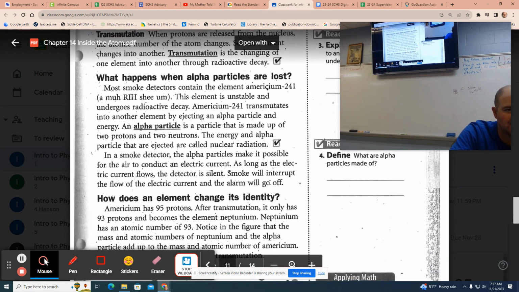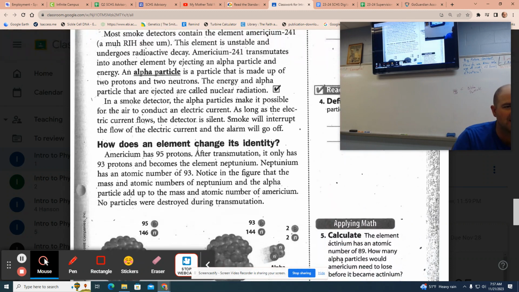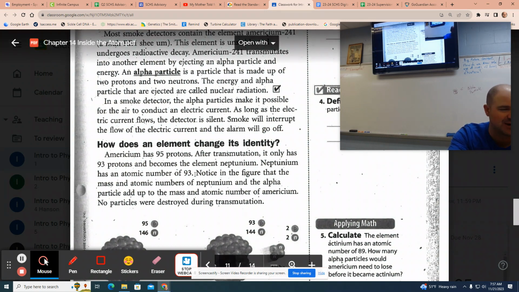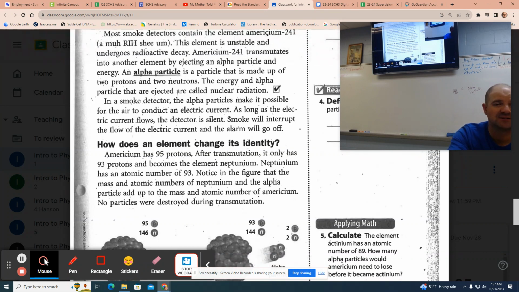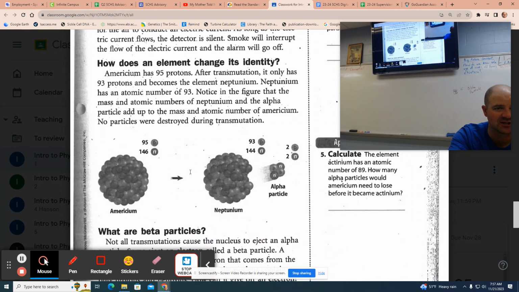Okay, continuing to read. How does an element change its identity? Americium has 95 protons. After transmutation, it only has 93 protons and becomes the element neptunium. Neptunium has an atomic number of 93. Notice in the figure that mass and atomic numbers of neptunium and the alpha particle add up to the mass and atomic number of americium. No particles were destroyed during transmutation.